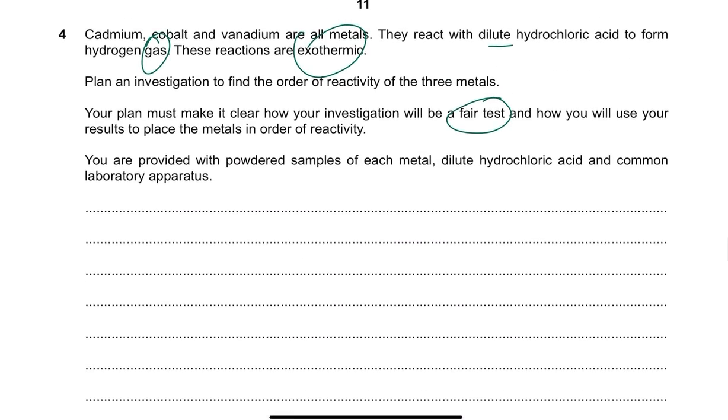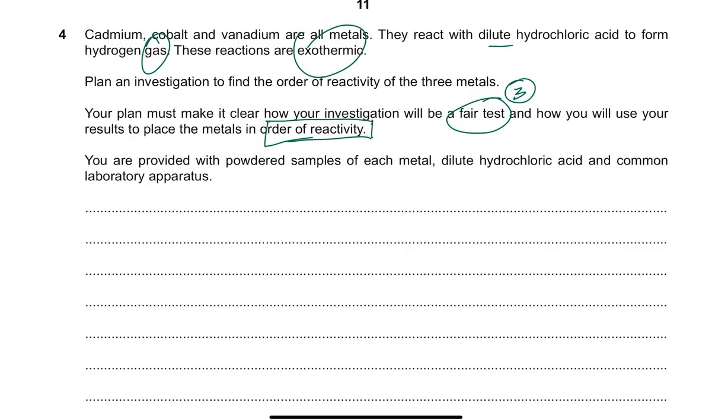Let me tell you, if it's a 6-mark question, the fair test actually contains 3 marks. And how will you use your results to place the metals in order of reactivity? So you have to give a conclusion too. So 3 marks for fair test, then the conclusion, and then obviously apparatus and so on.